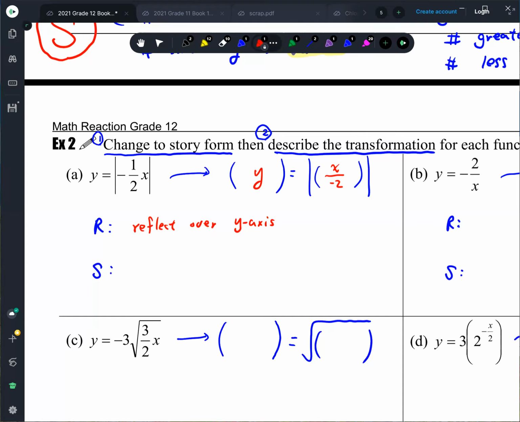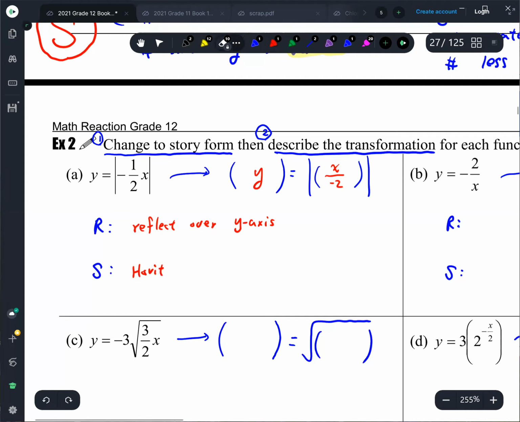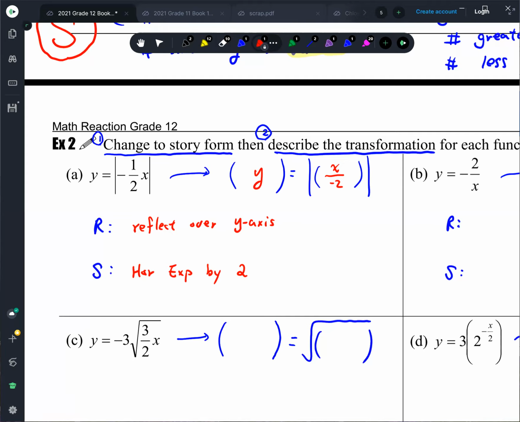Okay, for the S. Sophie, what's the S? I have horizontally expand by 2. Yeah, horizontally. On the homework, you can also use abbreviations. You can write HOR, and I would understand it's horizontal. Horizontally expand by 2.